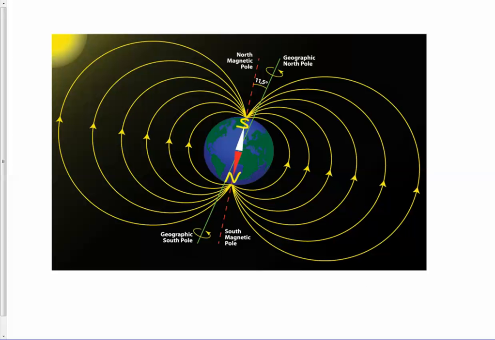The Earth is a big magnet, kind of like a bar magnet, and here were the field lines depicted. Right around the surface of the Earth, where most people live, the strength of the magnetic field is a little less than 10 to the minus 4 Tesla, something like that.